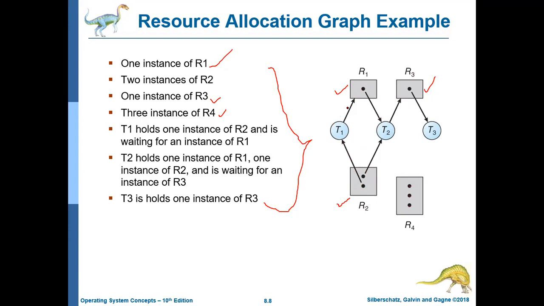This looks like a cycle, but it's not a cycle because from T2 you cannot go to R2. It's a different arrow. If this arrow were from T2 to R2, then it might be a cycle. So here we need to find a cycle. No cycle means no deadlock.